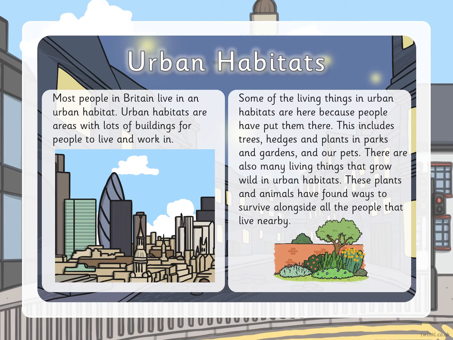Urban habitats. Most people in Britain live in an urban habitat. They're areas with lots of buildings for people to live and work in. Some of the living things in urban habitats are here because people have put them there, like trees and hedges and plants in parks and gardens, and our pets. There are also many living things that grow wild in urban habitats. These plants and animals have found ways to survive alongside all the people that live nearby.